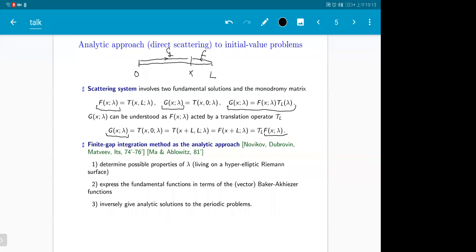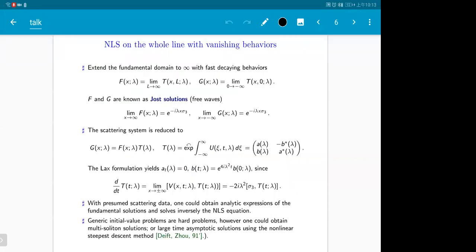Then the analytic approach for the periodic problem, known as the finite gap integration method, is to determine possible spectral properties of this scattering problem, and to determine the most general analytic expressions of the fundamental solutions, and inversely to solve this periodic problem, which gives the solution to the NLS with periodic boundary conditions. So that's the idea.